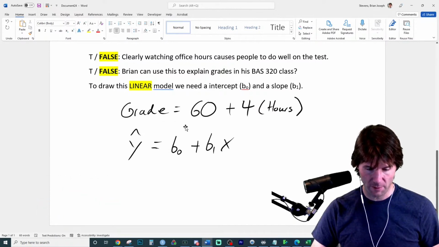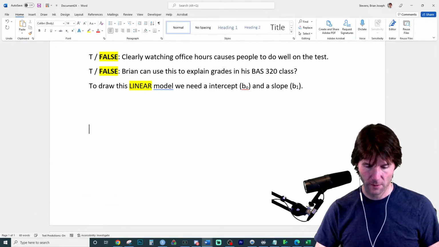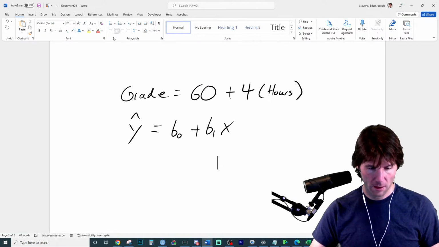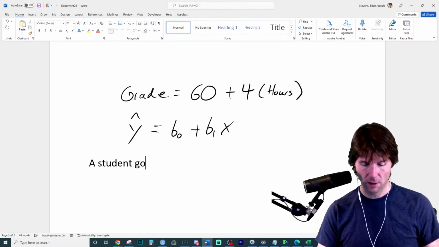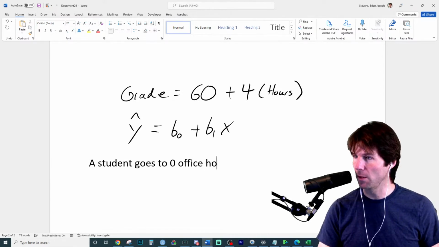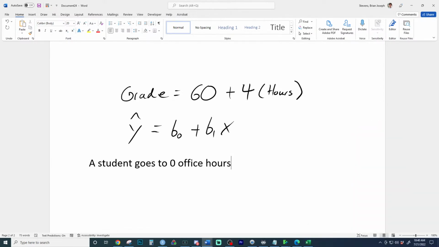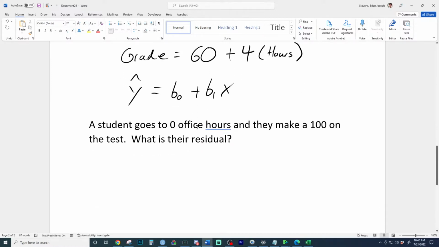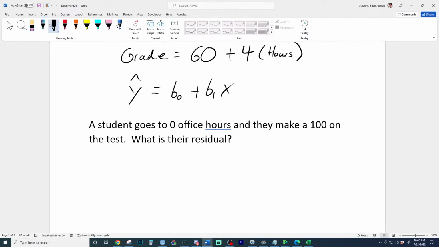And we'll write the question for everybody to see. We'll do it on the next page. That way we have more space. So here's the question. A student goes to 0 office hours, and they make a 100 on the test. What is their residual?